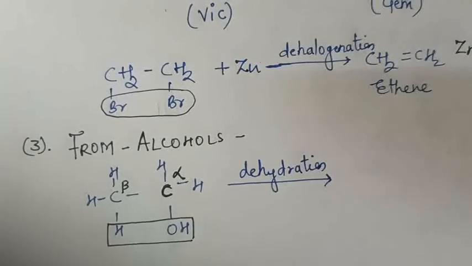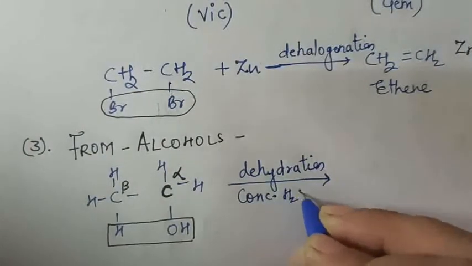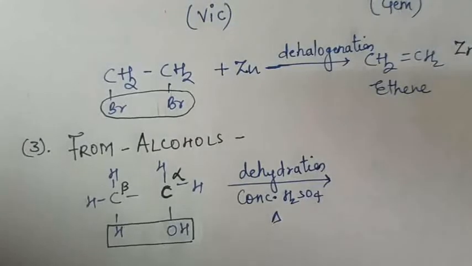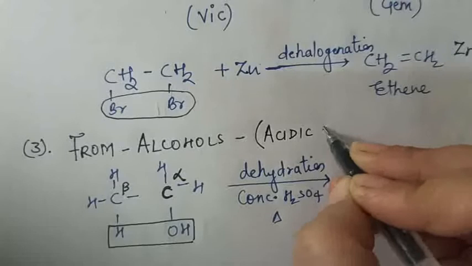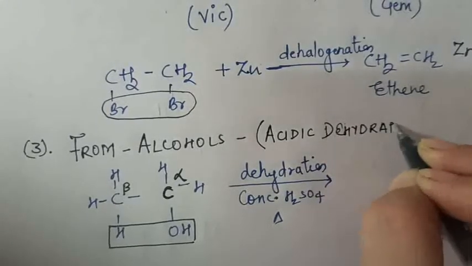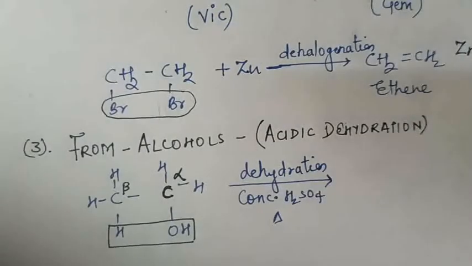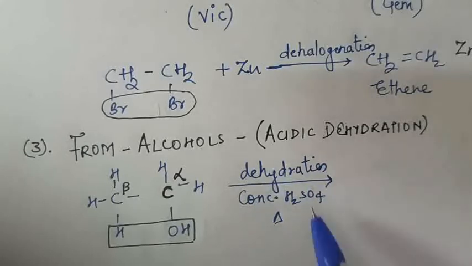So when you will remove water, this will take place in the presence of concentrated sulfuric acid followed by heating. So as you require acid also, and the process is dehydration, this method is also called acidic dehydration. Acidic dehydration method of preparation of alkenes from alcohols, or you can say alcohols are undergoing acidic dehydration to prepare the alkene.